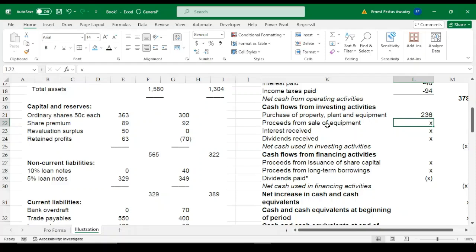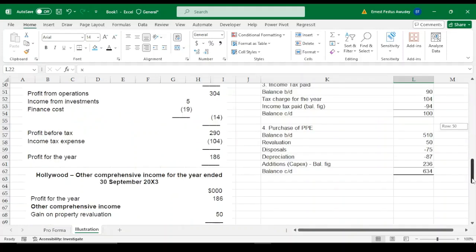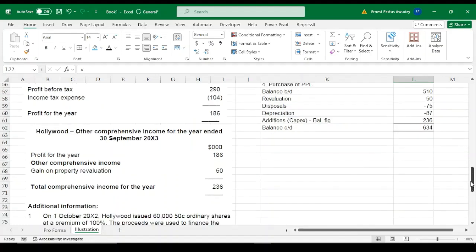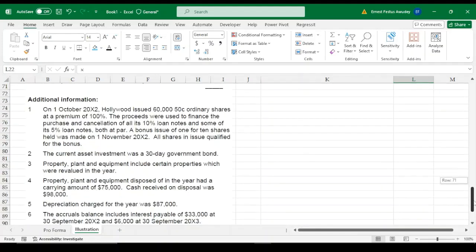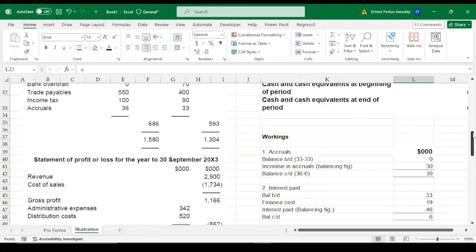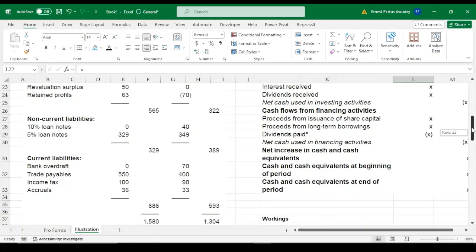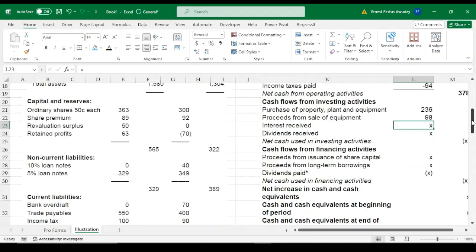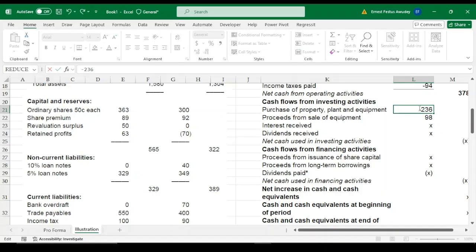Then we also have proceeds from sale of equipment. So how much did we sell our equipment for? We have already determined that from our additional information. We sold it for, I guess, 98,000. So cash received on disposal was 98,000. So you are going to put that right here. Okay, so we have 98 right there. And since the purchase was an outflow of cash, you have to put it as a negative.